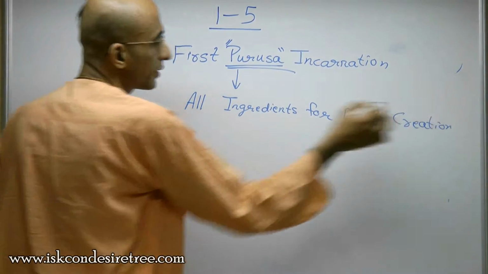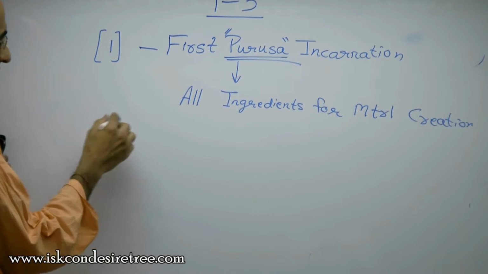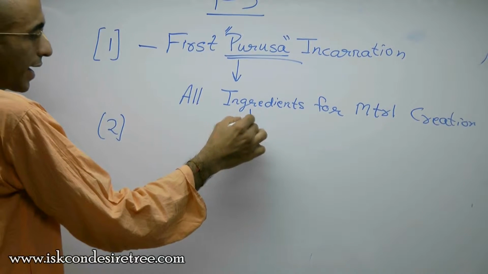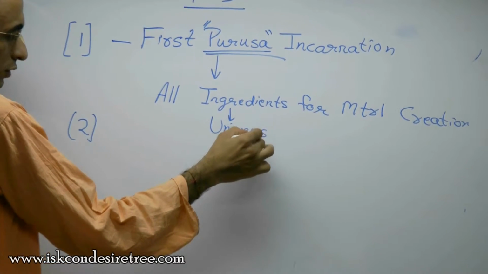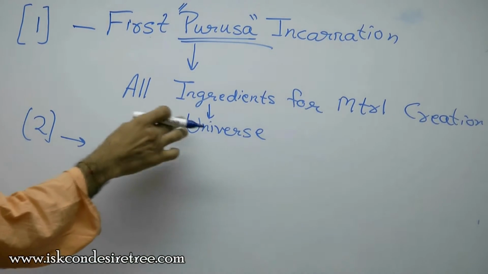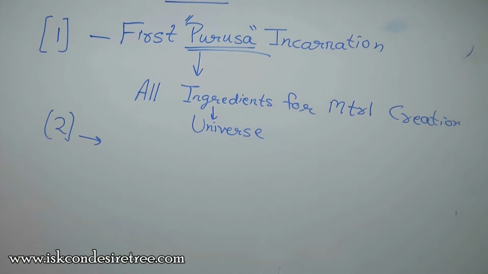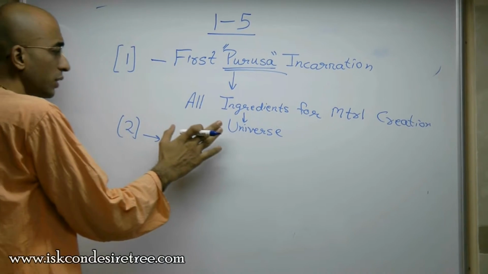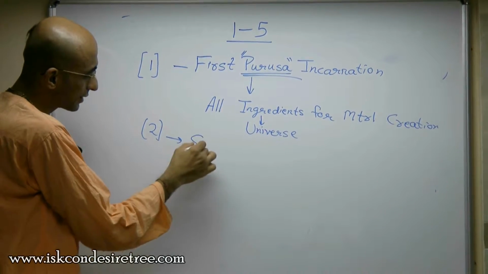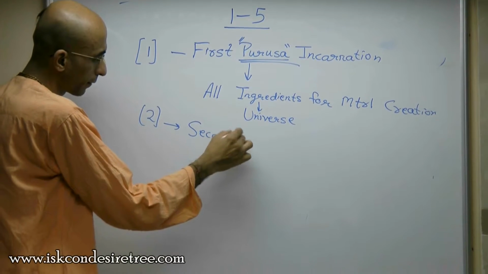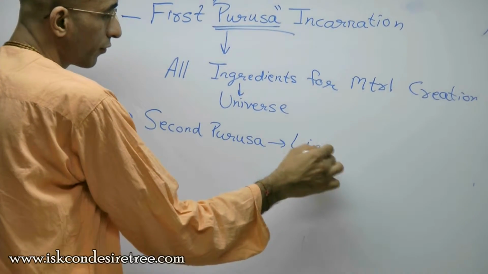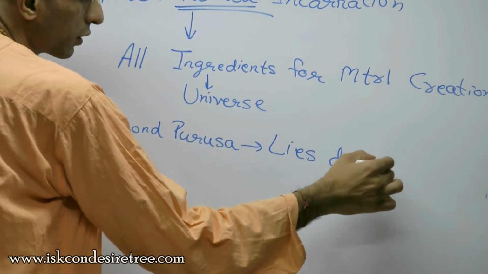Once that takes place, all these ingredients are assembled in different universes. There are many universes from each of the pores of the first Purusha. Then into each of these universes the Lord enters: the first Purusha incarnates as the second Purusha, who lies down in the waters of each universe.